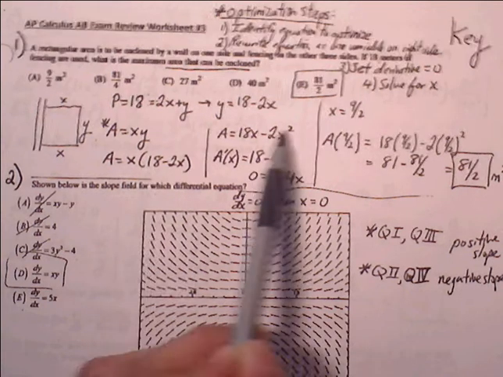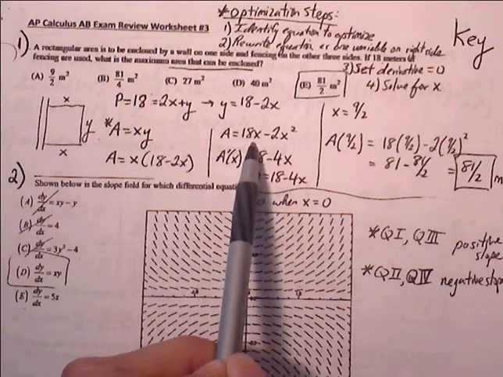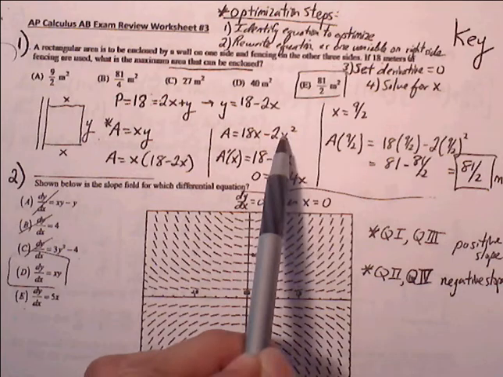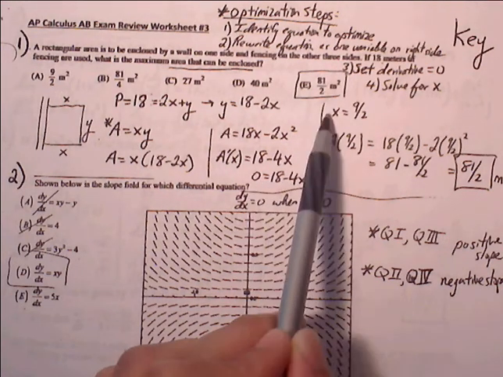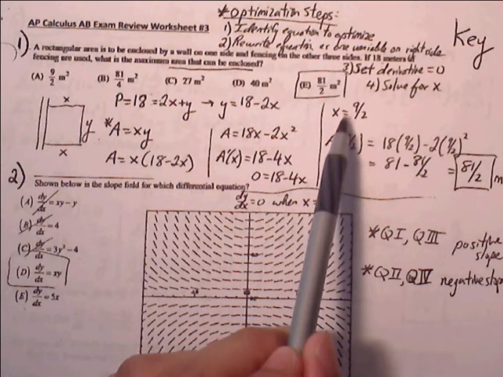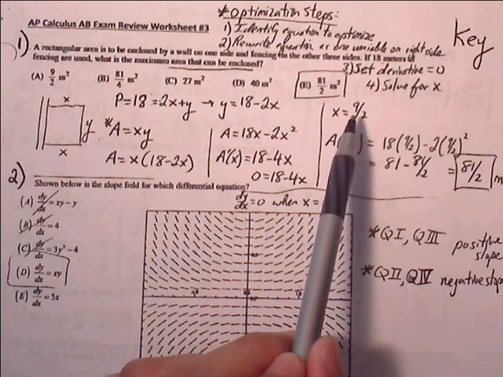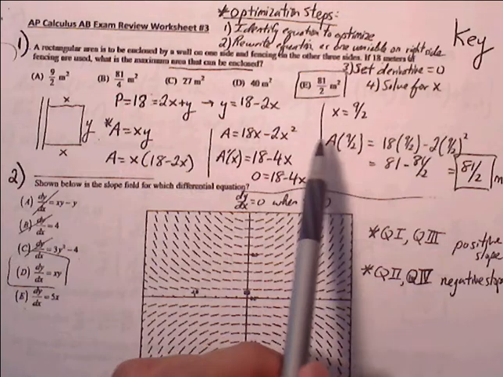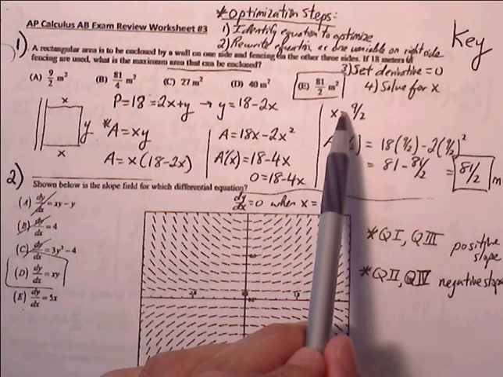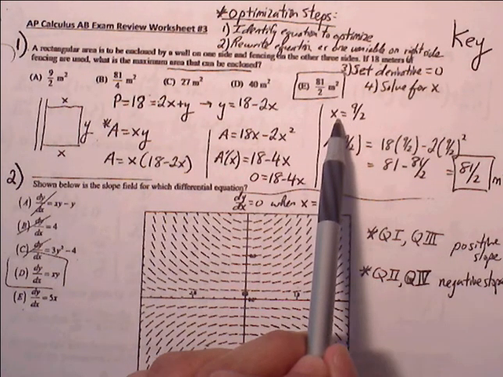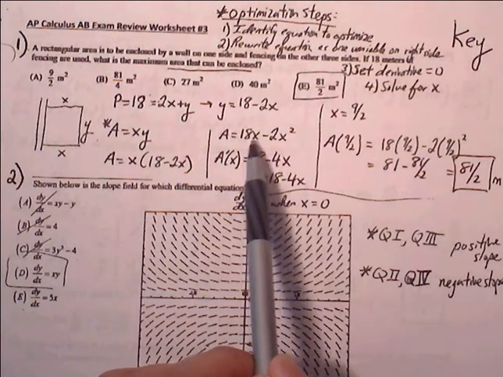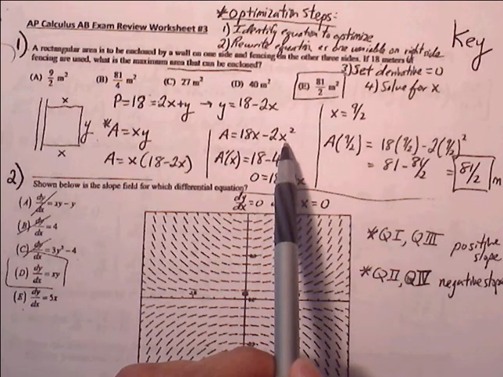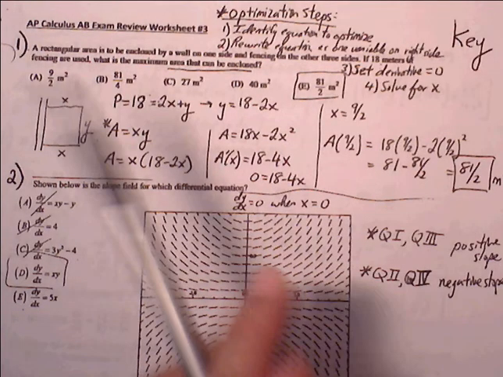Then we can expand, and then we can find the derivative. So 18x becomes 18. 2x squared becomes negative 4x. We solve for x. X becomes 9 over 2. So the optimal length for x will be 9 halves. And if we want to find the area using this optimal length, then we plug 9 halves into the area equation. So 18 times 9 halves minus 2 times 9 halves quantity squared gives us 81 over 2 square meters.